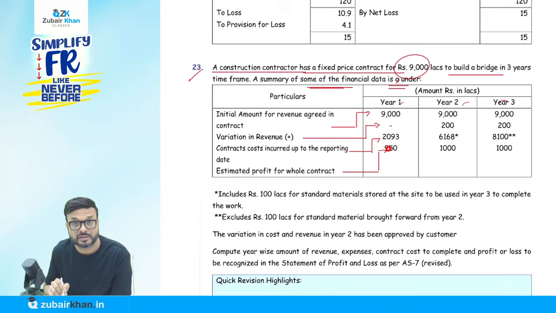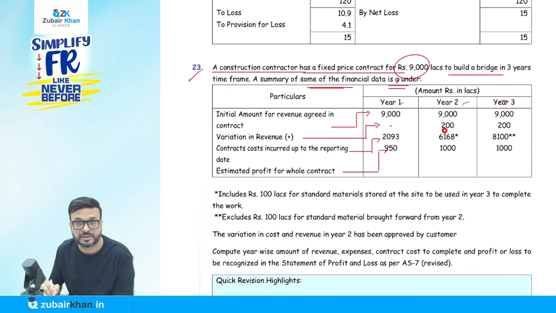Now contract cost incurred up to the reporting date. This is the cost that we have incurred that year now. Now estimated profit for the whole contract is mentioned. That is okay. So we'll go step by step. Don't worry. The second year 9,000 total estimated initial amount is 9,000 only.